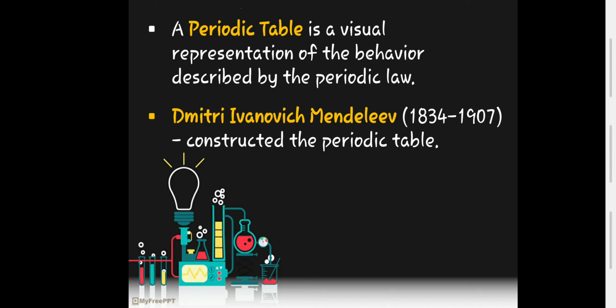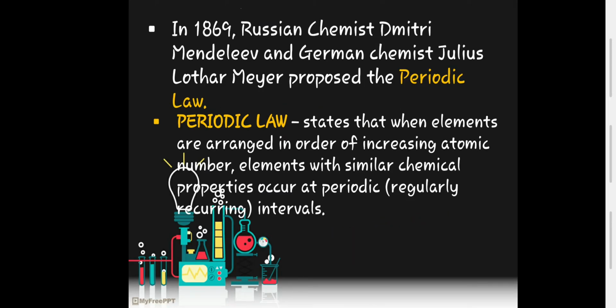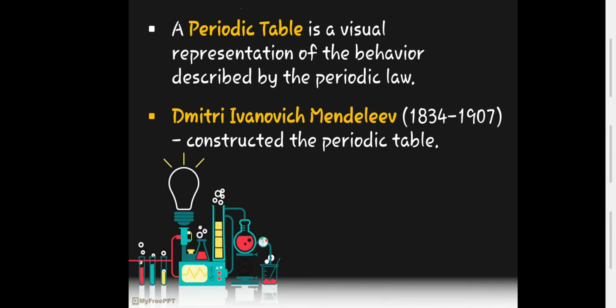Continuing our discussion, in accordance with the periodic law, we have what is called the periodic table. The periodic table is a visual representation of the behavior described by the periodic law. The difference between the periodic table and the periodic law is that the periodic law is the arrangement in order of increasing atomic number of an element, while the periodic table is only the visual.